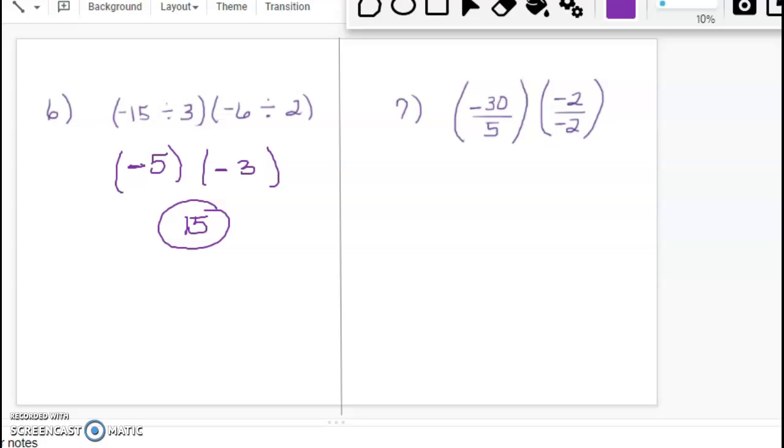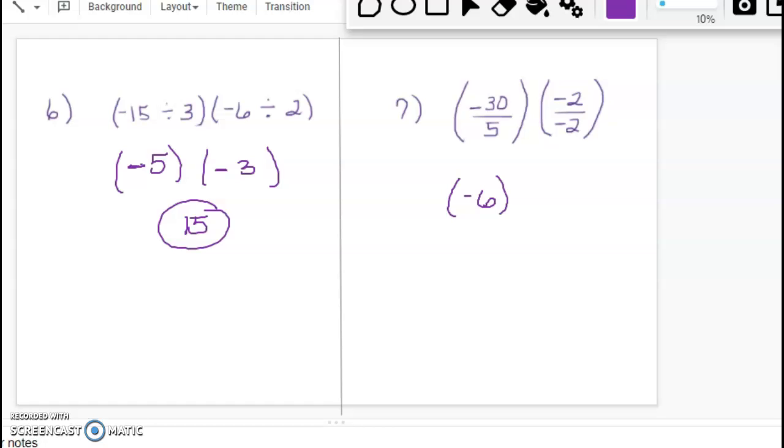Good. Now look at example 7. Right away when we look at this, it looks scary. We see fractions, we see parentheses, we see negatives. But let's look closer. In this set of parentheses, it's just division. It's negative 30 divided by 5. Okay, so we're going to do 30 divided by 5 is 6, and the signs are different, so it's negative.